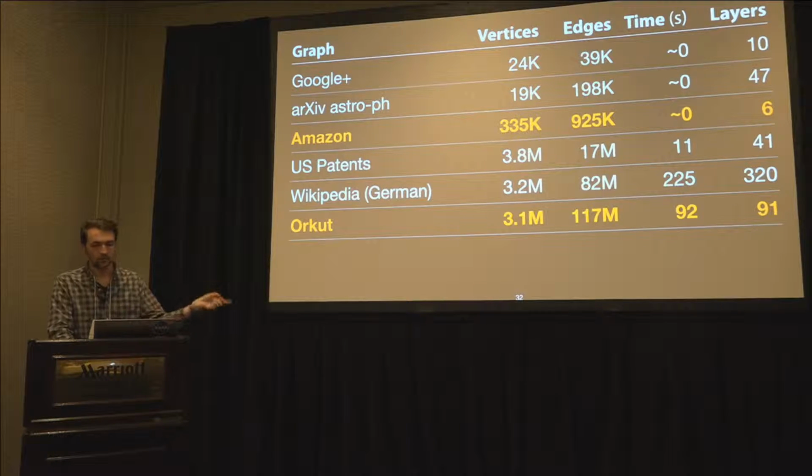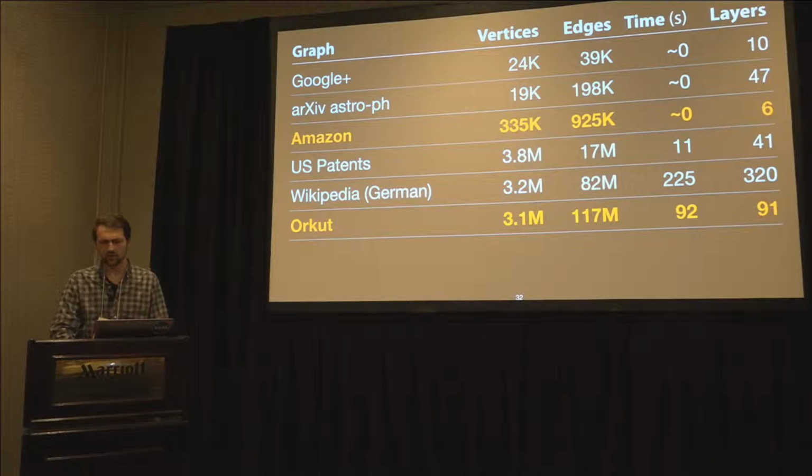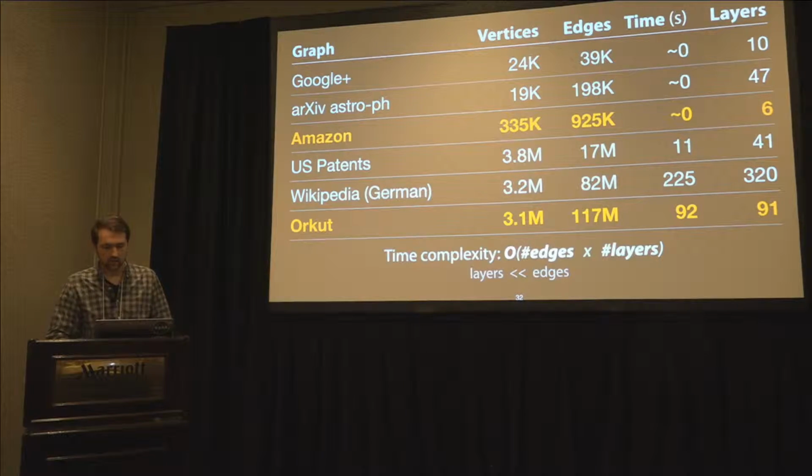And given the graph here at the bottom that has over 117 million edges, we can decompose that into 91 different layers in only about 1.5 minutes. And what's really nice here is that the time complexity of this algorithm is just dependent on the number of edges in your graph and the number of layers that it produces. But in practice, as you can see, the number of layers is often much, much smaller than the number of edges. So this runs in about linear time.